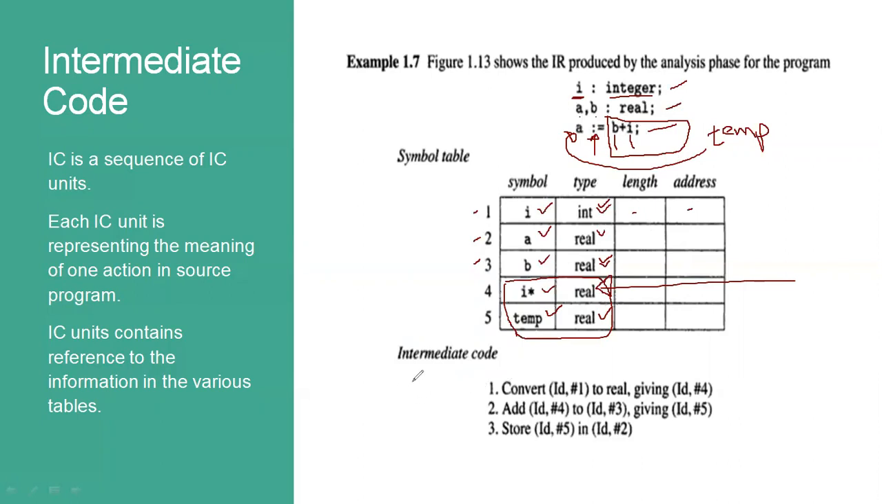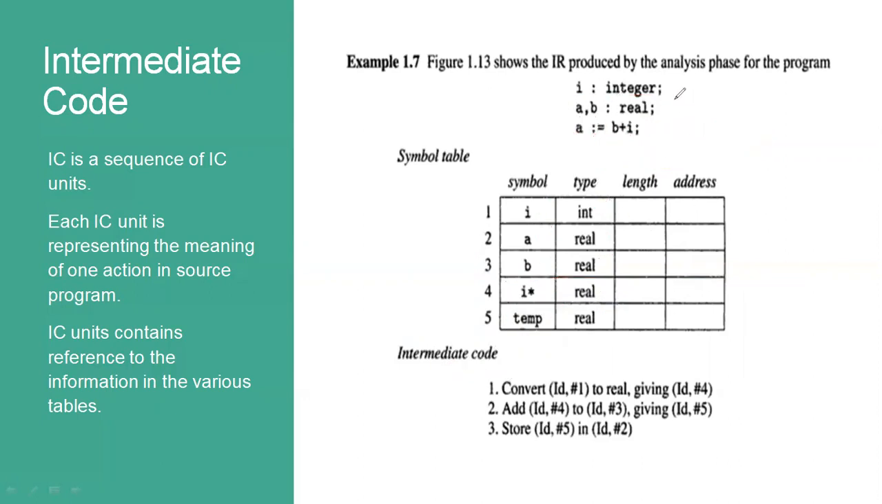Now how will the intermediate code be generated for this? See, I will clear everything. Now up till this, for these two statements, there is no intermediate code. That is only the declaration part. Intermediate code will come when there is some action. Now see, each IC unit represents the meaning of one action in a source program. So the action is where? The action is in the statement.